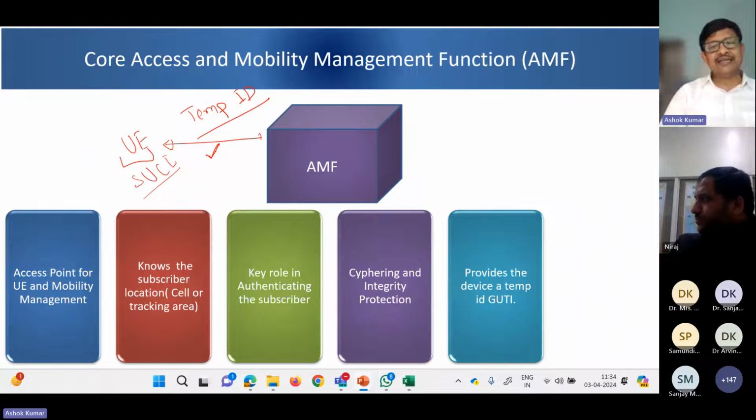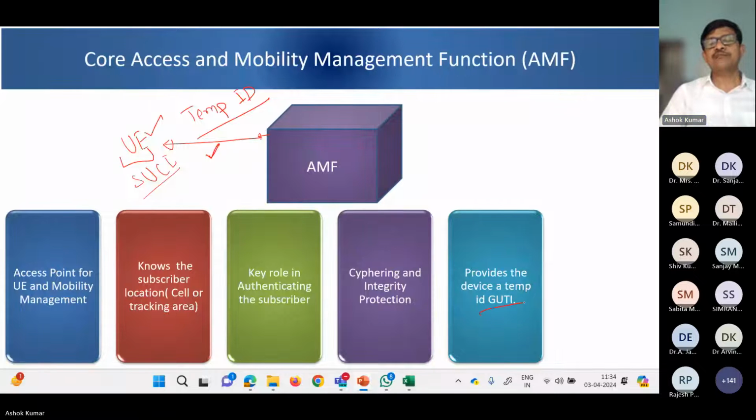But that is transmitted only once, for the first time. For the rest of the time, AMF provides a temporary ID to UE, user equipment, and that is called GUTI.